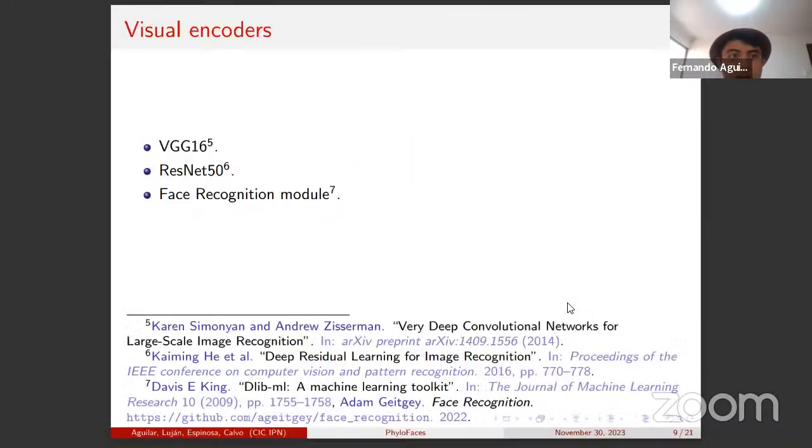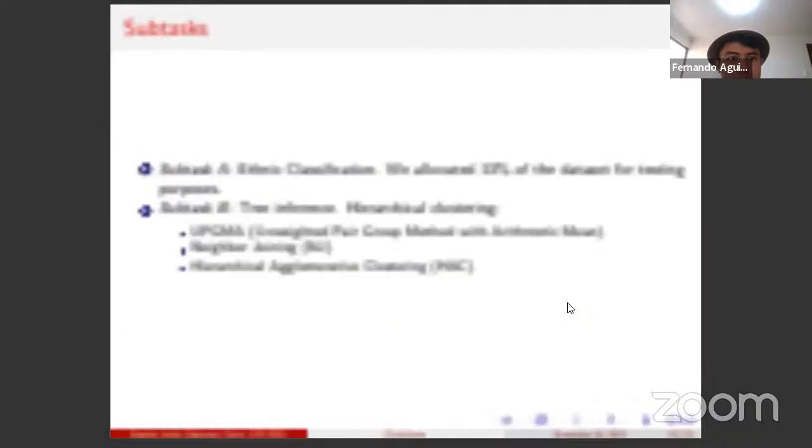Finally, the visual encoders that we use are three: VGG16, ResNet50, and the face recognition module, whose architecture we didn't explicitly show here, but it's a very good model. The three models were pre-trained with images of faces, and that's a very particular requirement that we are looking for, because we only have to do transfer learning in this case, and that's the reason why we are using these kinds of encoders.